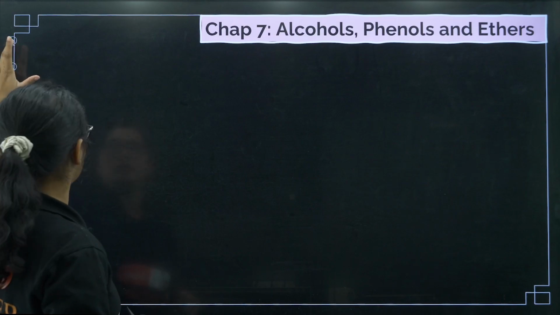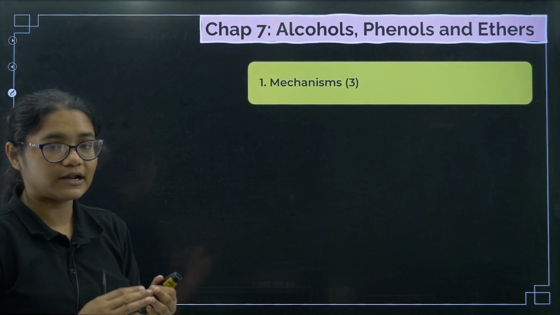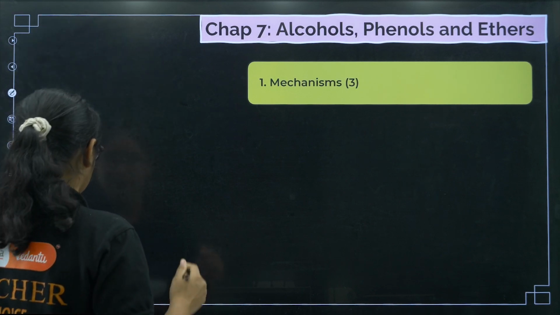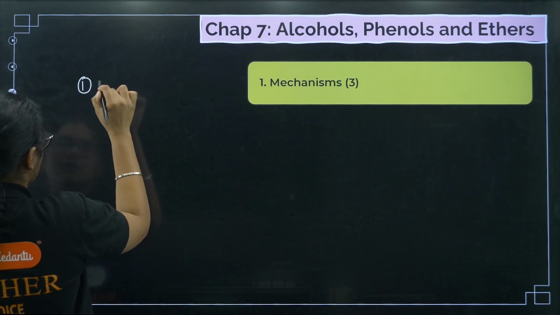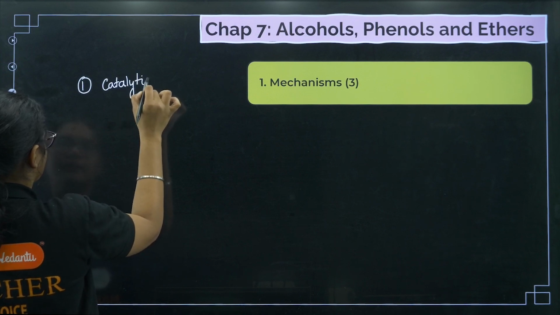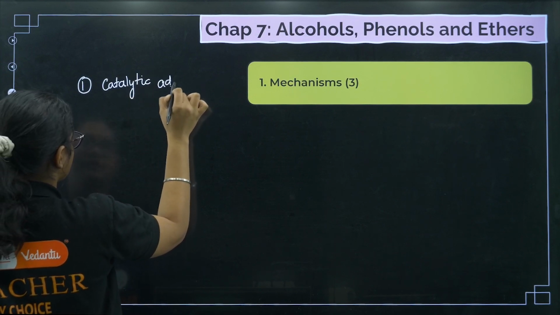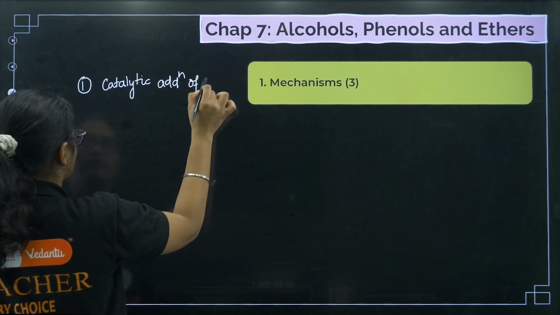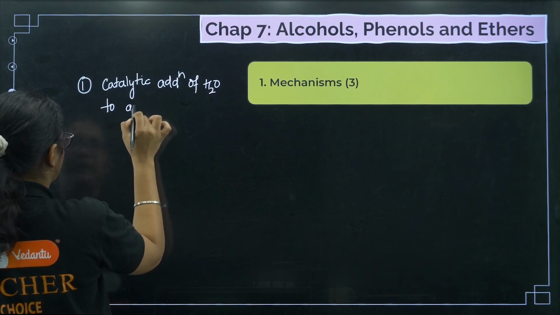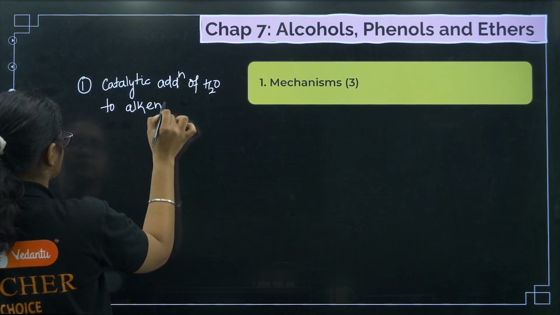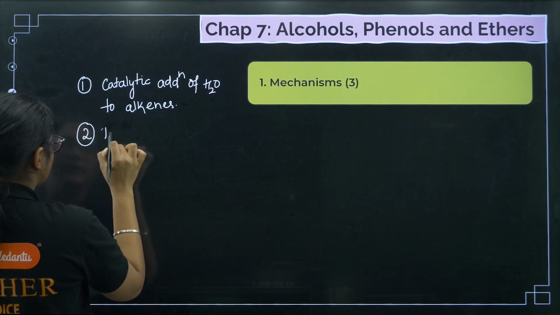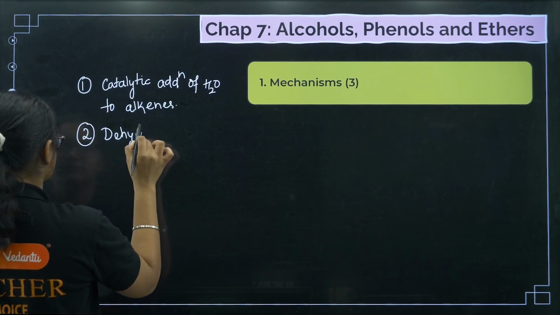After this we have alcohols, phenols and ethers. So there are 3 mechanisms in this particular chapter that you should be knowing. What are the 3 mechanisms? First one is your catalytic addition of water to alkenes. Okay. Second one is your dehydration of alcohols.